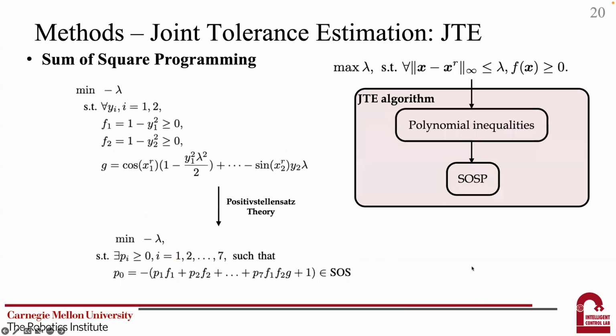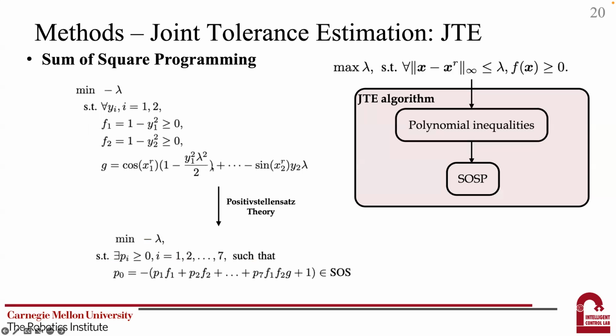Now we have a pretty good form that is close to sum of squares programming. However, the optimization problem still differs from the standard SOSP because the set of inequalities f1, f2, and g contain the additional lambda parameter to be optimized, and therefore the standard SOSP solver cannot be directly applied to address this problem.